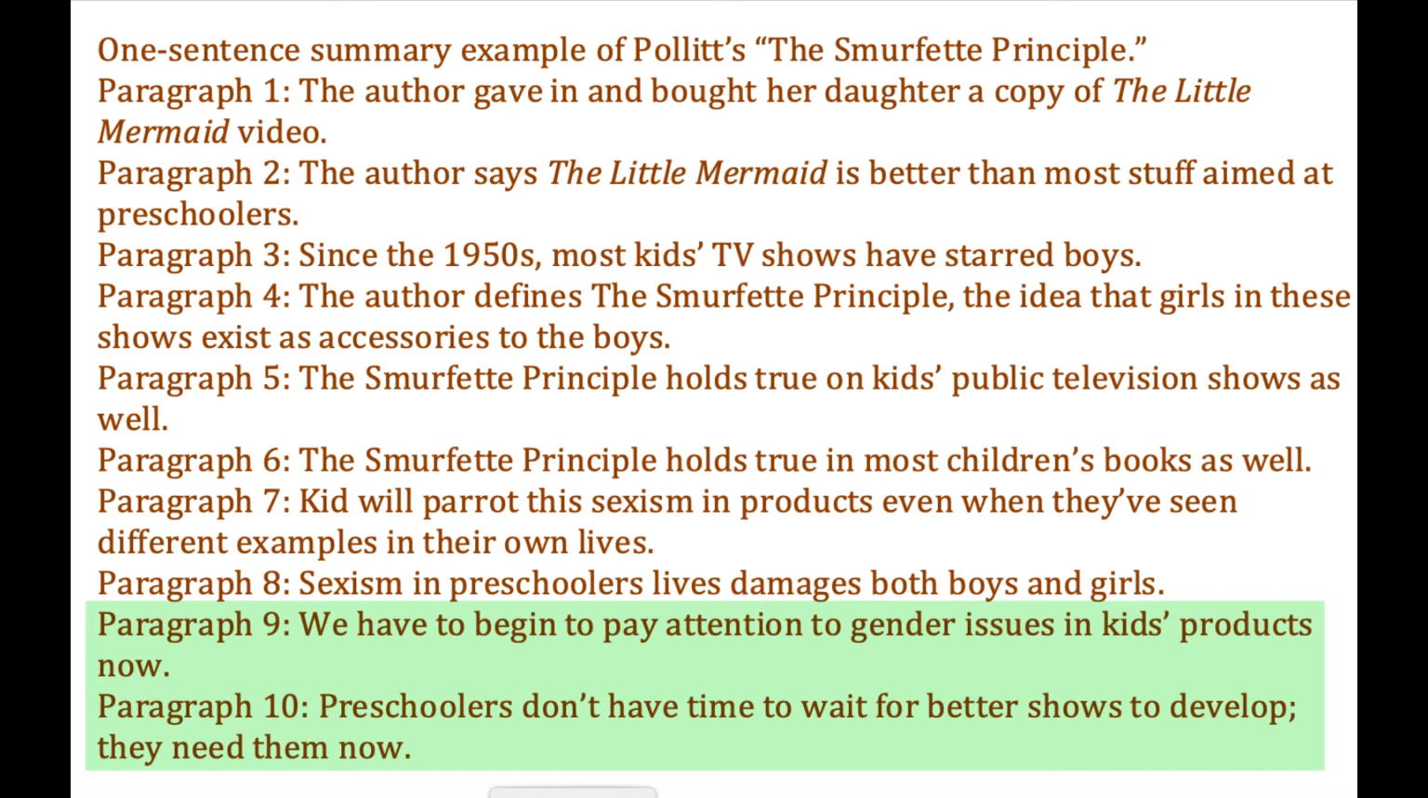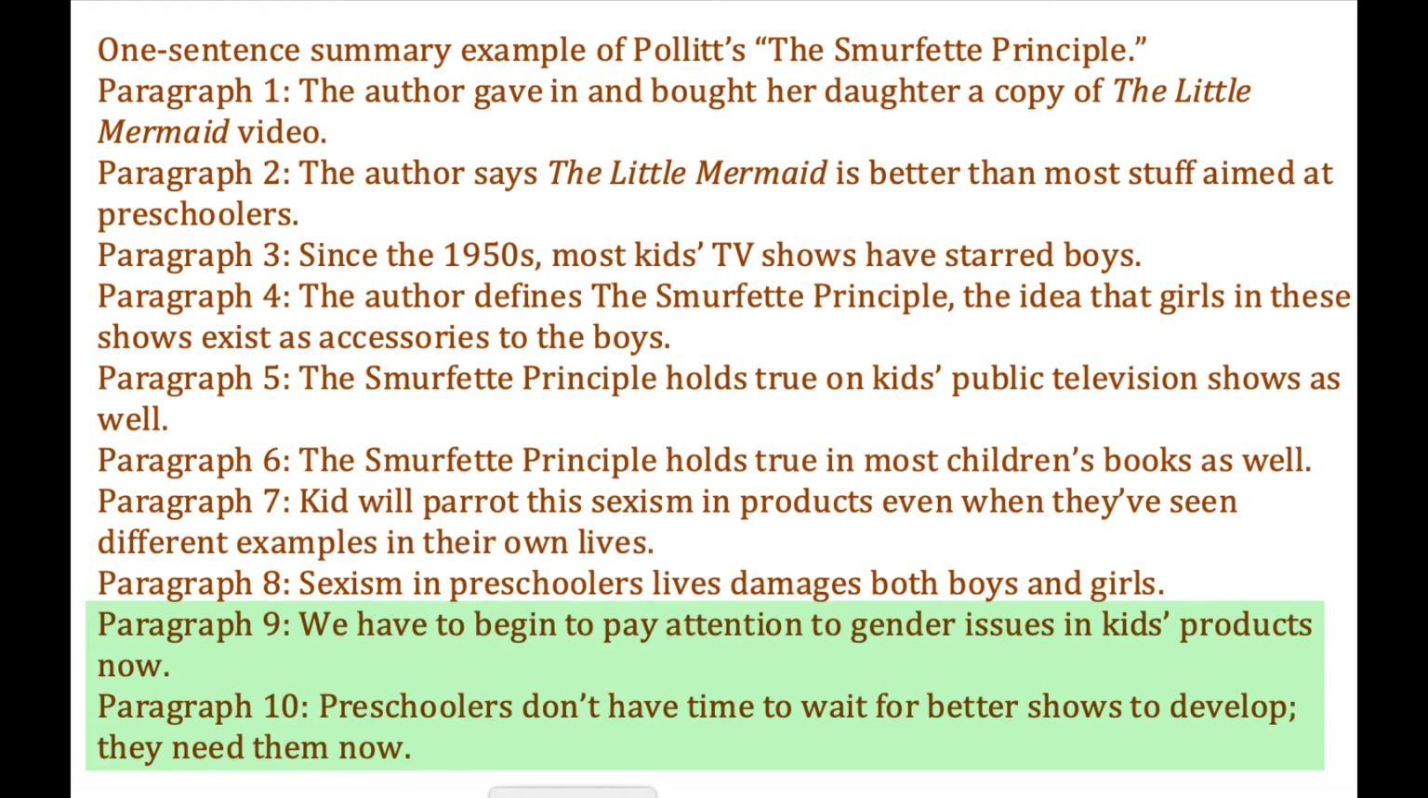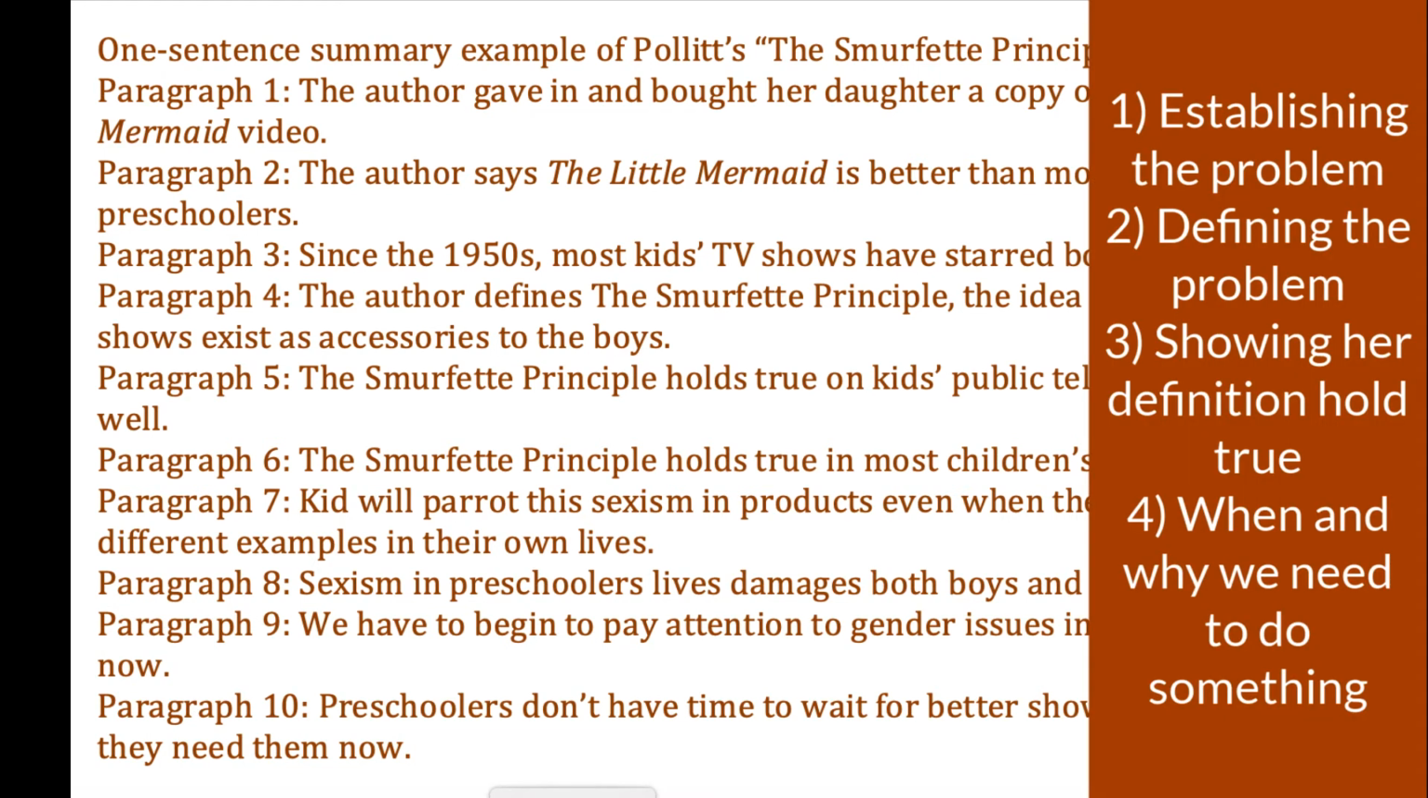Paragraph 9, she's starting to make her call to action. Let's pay attention to gender issues. Paragraph 10 is really about preschoolers are developing now. We can't wait another 25 years. We need to change these things now. So you can see by doing single sentences, we see she started by establishing the problem. She defined it, gave it a name, and then she showed how her definition holds true. And then she says, this is why we need to do something about it. So you see the flow of the argument really effectively in a one-sentence summary.